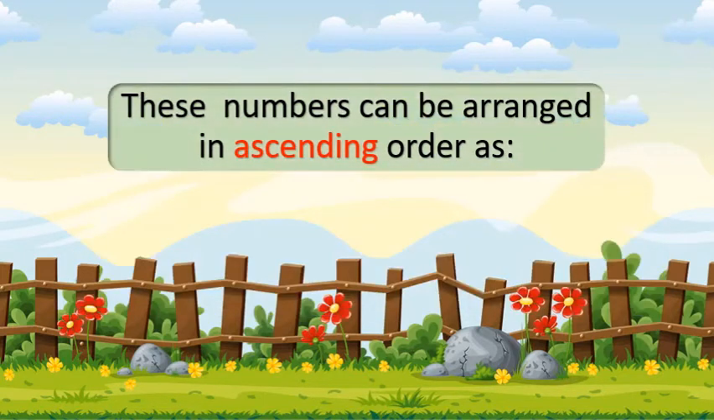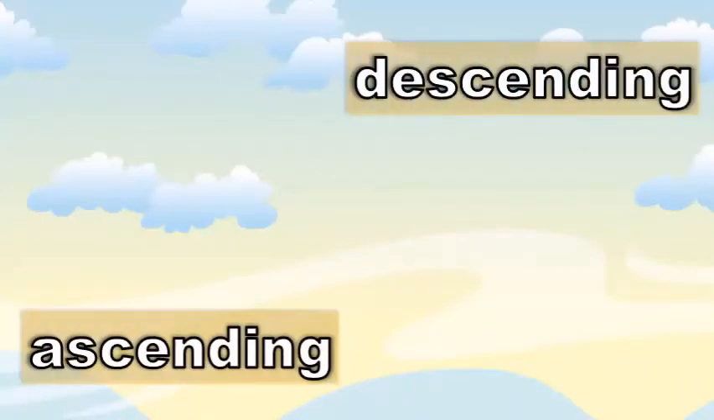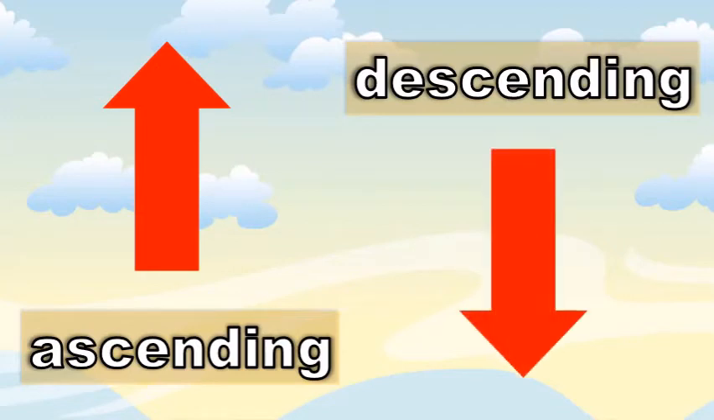These numbers can also be arranged in ascending order. When you say ascending, meaning going up from smallest to biggest. So we start from the smallest number, which is 178. Next is 189, and the last number is 251. To make it simple, when you say ascending, meaning going up. When you say descending, it's going down.